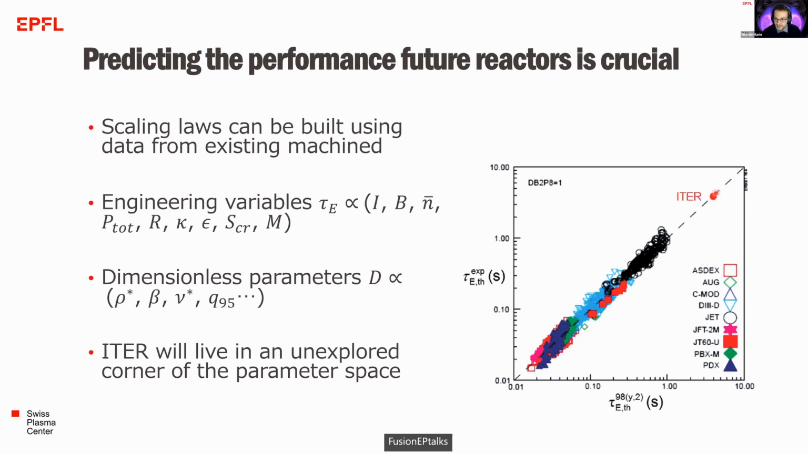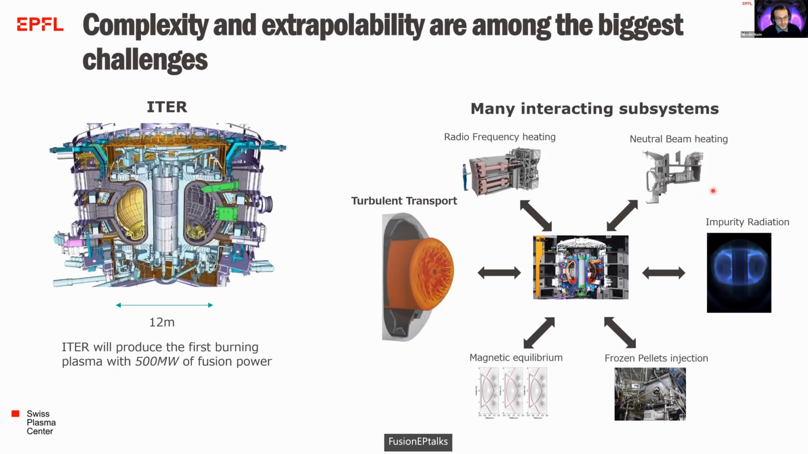So here you can see ITER. I'm sure that the participants and those who follow this channel already know, but ITER is a large tokamak, the largest tokamak that is being built in the south of France. It is supposed to produce 500 megawatts of fusion power from 50 megawatts of input.